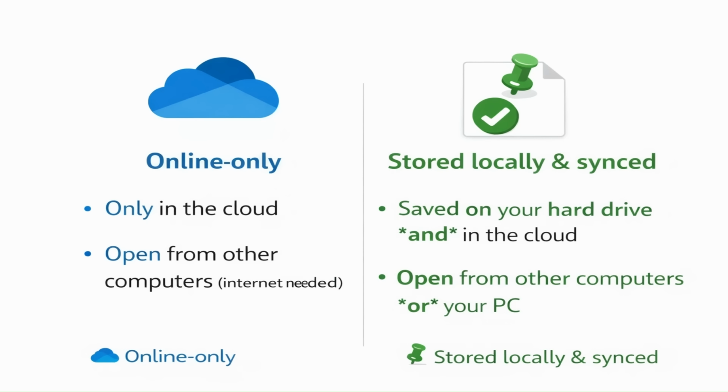These icons tell you what's happening with your files. A blue cloud means the file is online only. A green check mark means the file is stored on your computer and synced with OneDrive. Either way, the file is in OneDrive. It's just a question of whether it's also using space on your hard drive.